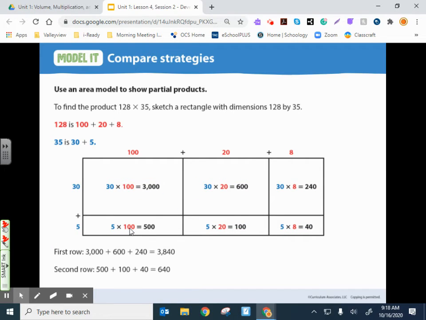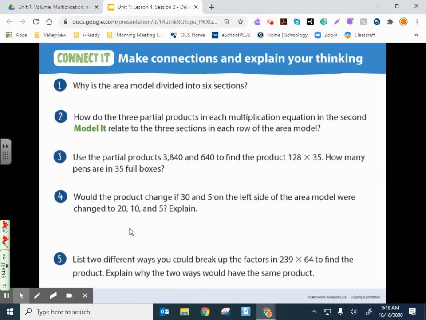Will I expect you to solve your multiplication this way? No, but it's good to know. And okay, I'll use the partial products. Oh, so this is pretty easy. We have the partial products. What we have to do now is just add them up.